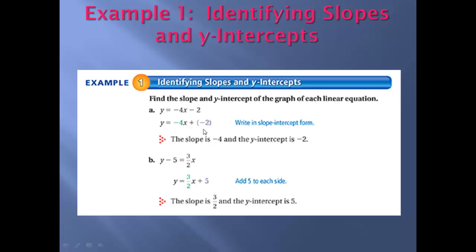For B, we have y minus 5 equals 3/2 x. First we need to add 5 to each side so we can put this in slope-intercept form. So then we have y equals 3/2 x plus 5. The slope is in front of x, so the slope would be 3/2. And then we have y equals mx plus b. b is our y-intercept, so that would be 5.